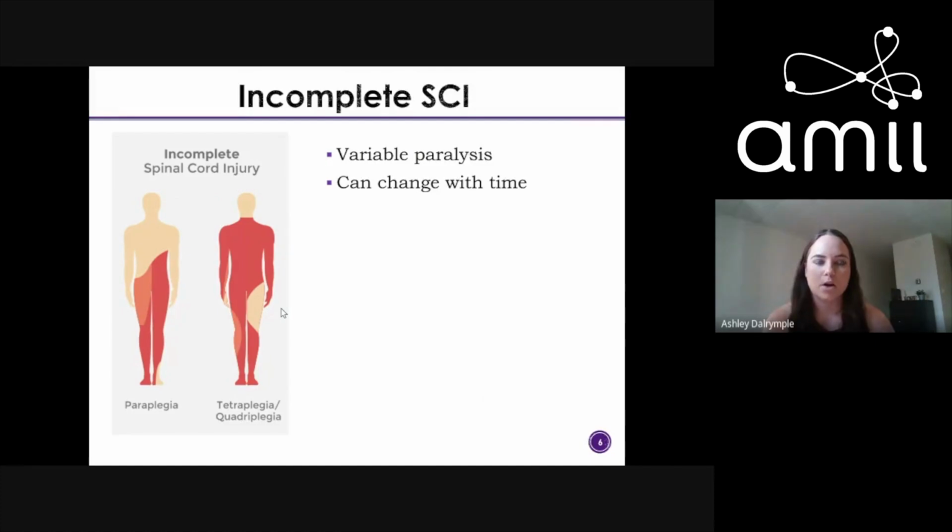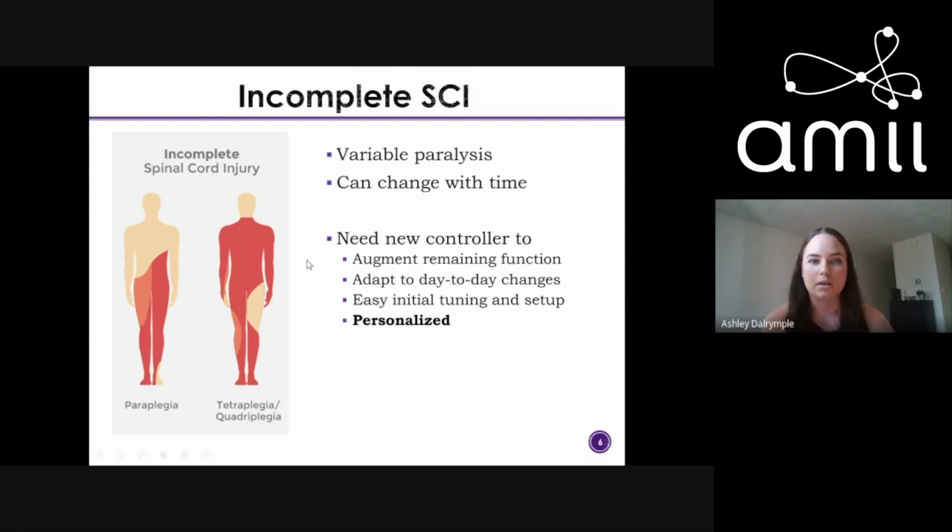However, what is a lot more common in spinal cord injury is having an incomplete injury. That means you have variable paralysis in both of the legs, and even the extent of that paralysis can change over time. So a simple state machine doesn't really seem to cut it when you're trying to restore walking with such variability and so many differences between different people. You need a new controller that is able to augment remaining function, adapt to the day-to-day changes, and have easy initial tuning and setup, especially for clinical translation. Ultimately, this is coming up with a personalized controller to restore walking in people with an incomplete or partial injury. So this is where we decided to start on the route of using machine learning for these controllers.